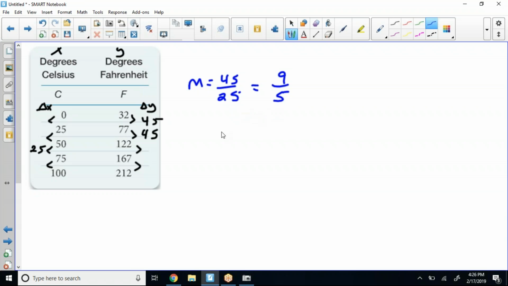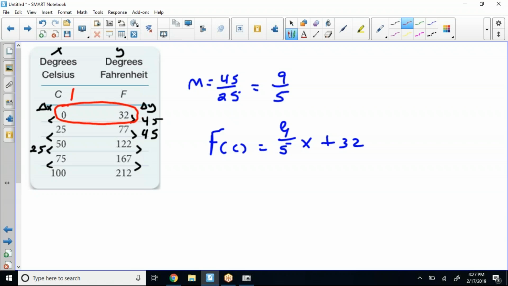Now, you've got Fahrenheit with respect to Celsius, F of C, is 9/5 X plus 32, because 32 is the y-intercept, right here when X equals 0. So that's what you've got to derive, and that's how this equation comes about.